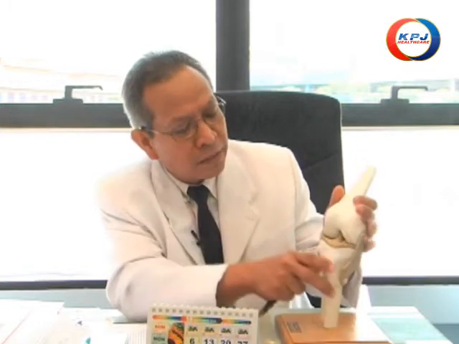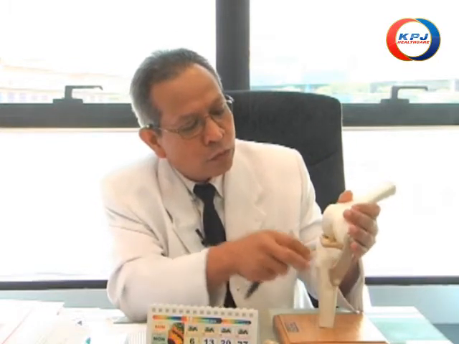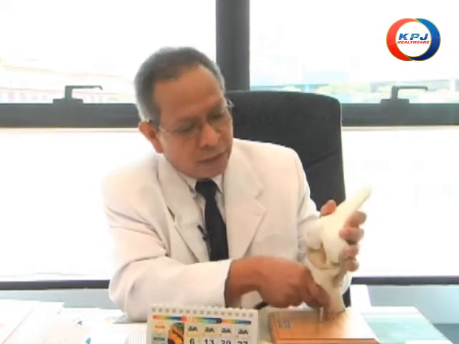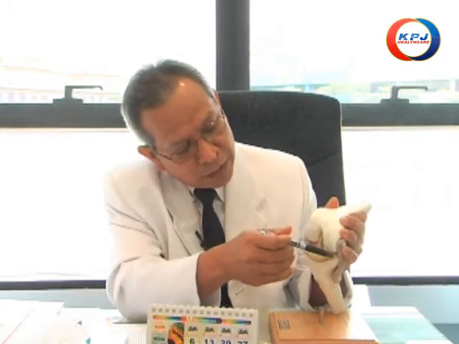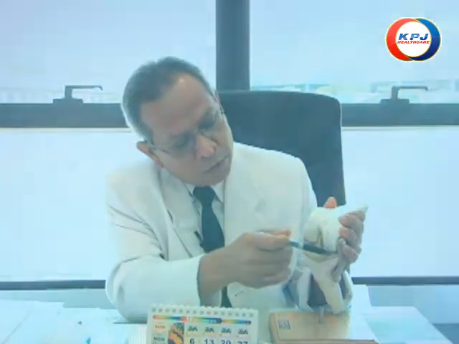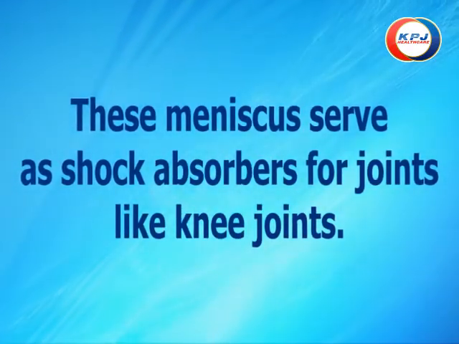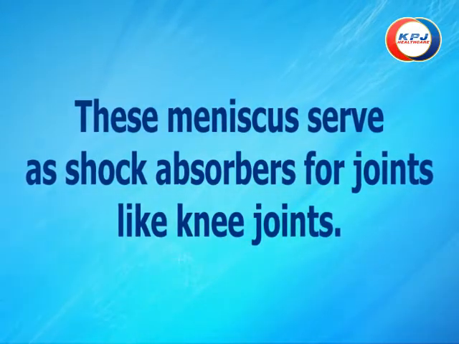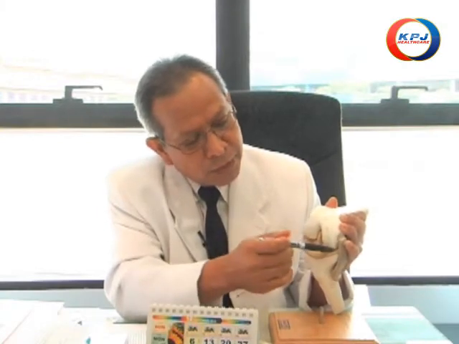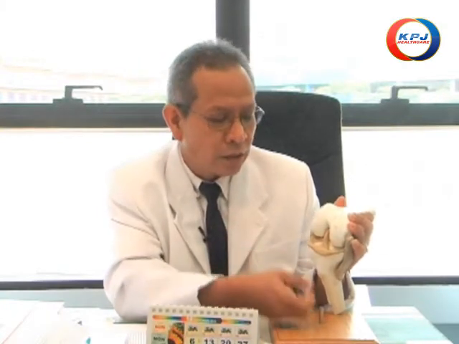So there are four main ligaments, and then we have two shock absorbing cartilages, a semilunar type of cartilage in the knee, one on the inner side and one on the outer side. This is called menisci in plural, or meniscus if singular. So the medial meniscus, or the inner meniscus, and the lateral meniscus, or the outer meniscus. These are the shock absorbing cartilage in the knee. They also increase the surface area of contact in the knee.